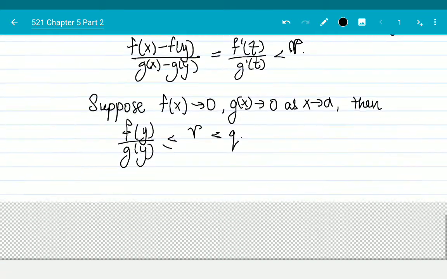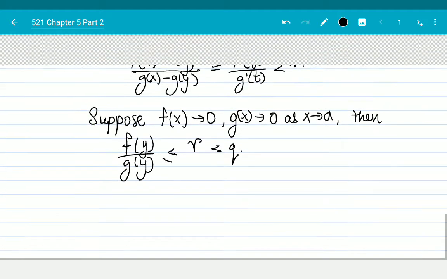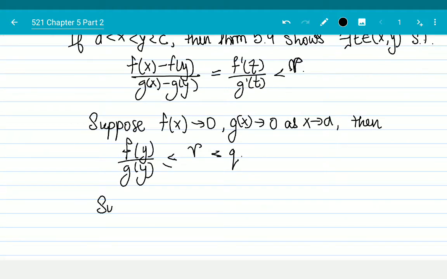So next, suppose that g of x goes to infinity. I'm going to assume positive infinity. It holds for negative infinity very similarly. Then we keep y fixed in the previous one.